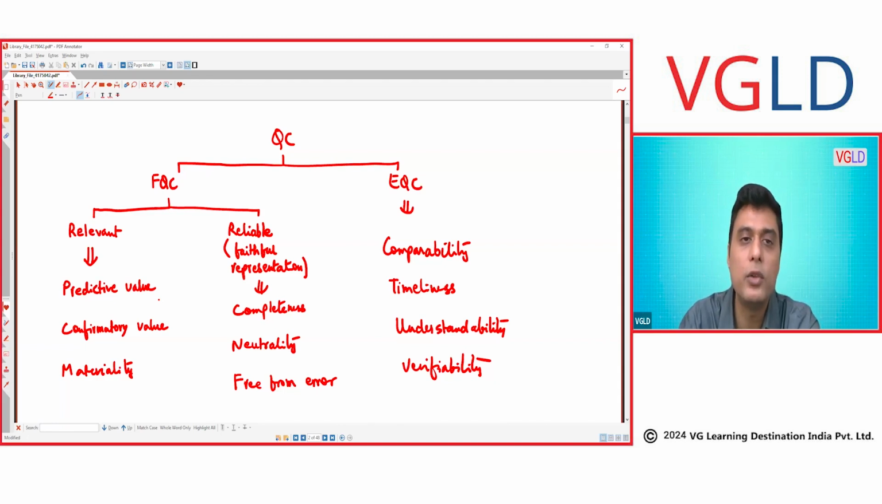Right? What kind of revenues you can expect in the coming year. Of course, it won't be precise. It will be an estimate, but you will have a reasonable idea of what to expect from this company in the next year. Predictive value.